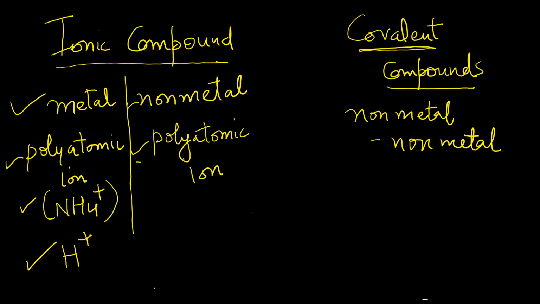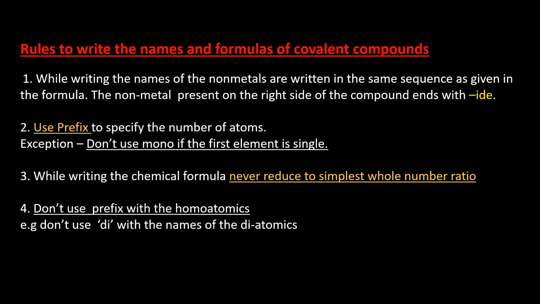So if you identify that the given compound is a covalent compound and you're not mixing it up, then applying the rules for naming and to write the formulas is very, very easy. So let's move on to how to write down the formulas and the naming. So very simple rules we have to follow. Rules to write the names and the formulas of the covalent compounds.